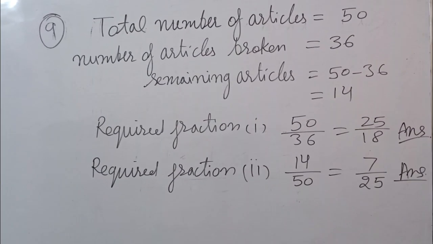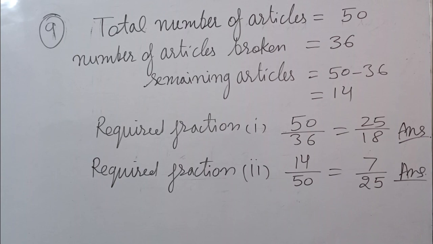Taking question number 9, in which out of 50 identical articles, 36 are broken. Find the fraction of the total number of articles and the articles broken, and of the remaining articles and the total number of articles. First, just write whatever is given. Total number of articles is 50. Number of articles broken is 36. Remaining articles is 50 minus 36, that is 14.